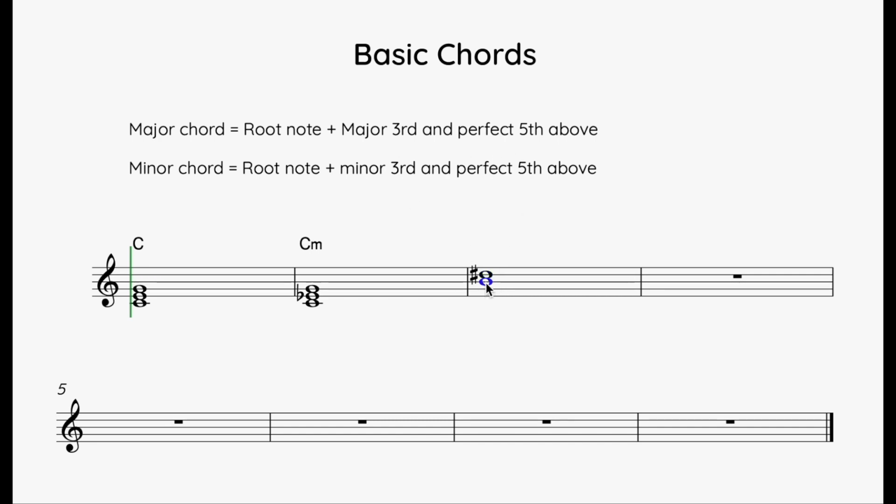So what's a perfect fifth above B? Well, what's the fifth note above B? So B, count B as 1, B, C, D, E, F. So it's going to be an F of some sort.